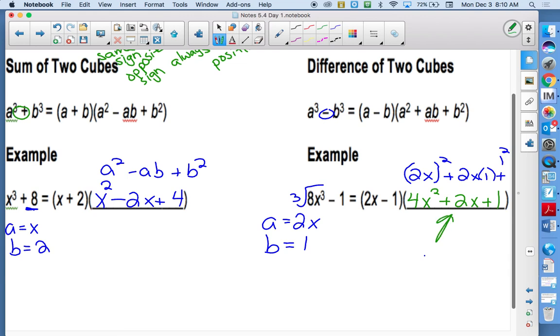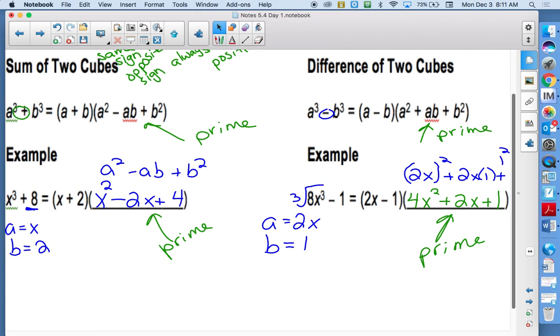These expressions, after you factor them, are always prime, which means they cannot be factored any further. So when you use the sum or difference of cubes and you factor it, that second expression is always a prime expression, no matter what. It'll never be factored any further. It'll always be prime. It can't be broken down.